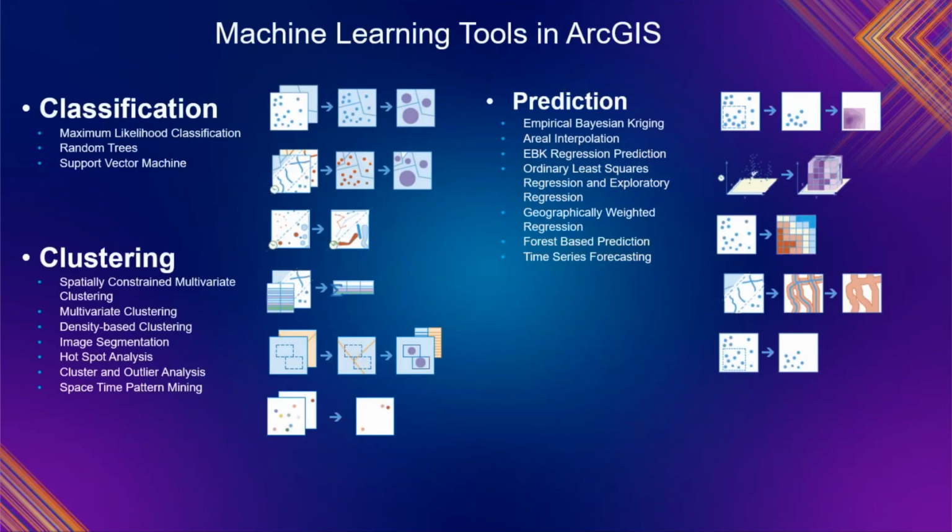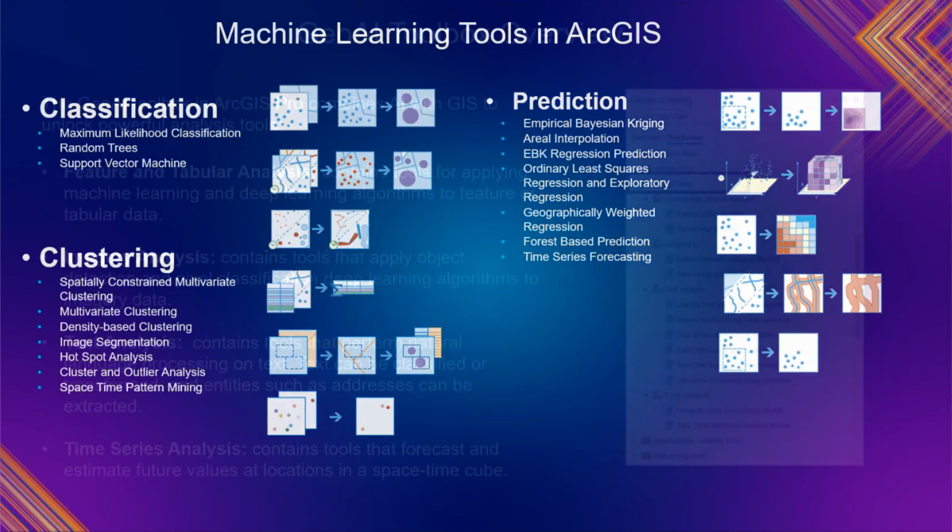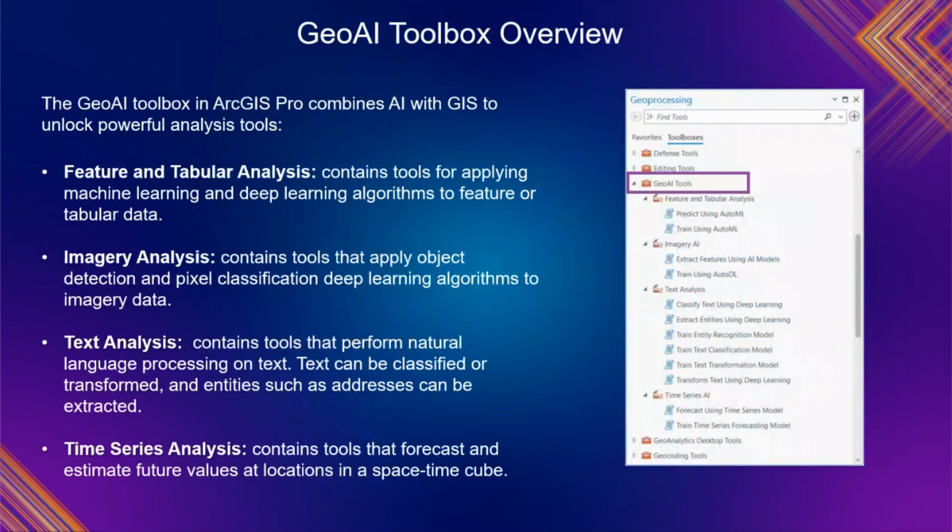So when we talk about the machine learning tools in ArcGIS, now we are going to get into the application directly. There are a lot of tools that we have. We have organized them in terms of classification, clustering, and prediction. And there are more and more tools getting added to it. There is a dedicated GeoAI toolbox available, and you have a lot of tools used for feature and tabular analysis, image analysis, text analysis, and time series analysis. So GeoAI fits everywhere. I mean, you can put GeoAI in all these sequences actually. So there are a lot of analysis tools.